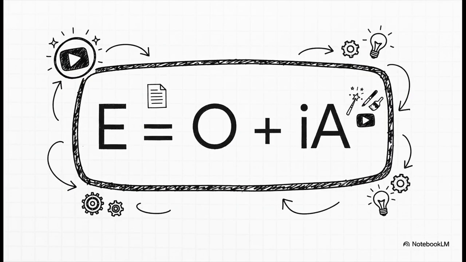Okay, I know what you're thinking. You see a formula and your brain might just shut off. But don't worry, this isn't math class. Think of this more like a simple recipe. This little formula, E equals O+iA, is basically the secret code for this entire workflow. So let's break down what each of those letters really means.